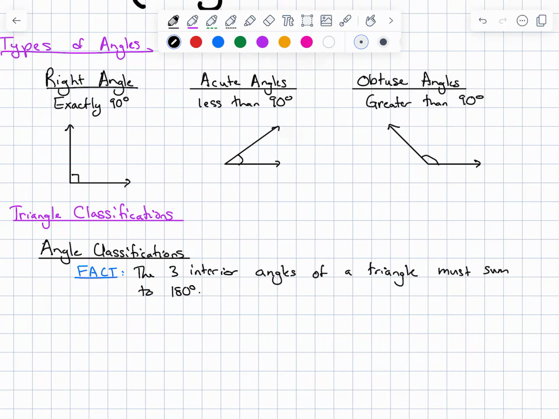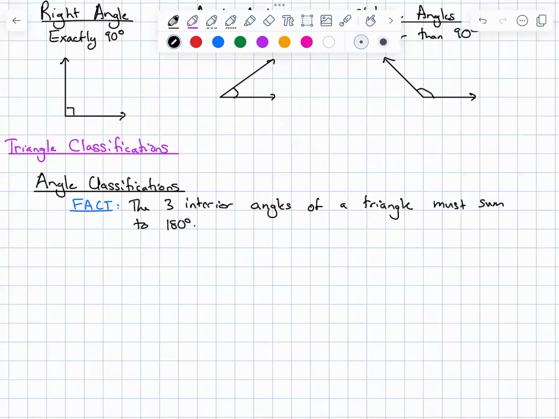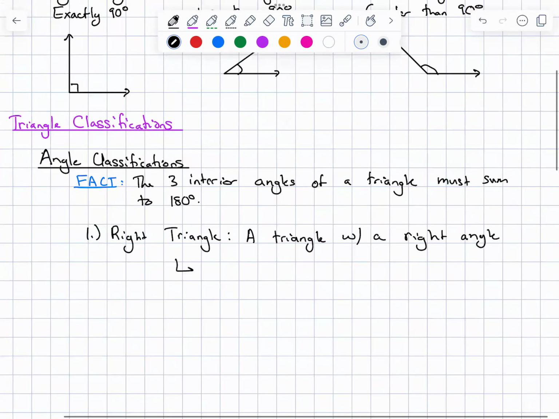If it adds up to more than that, it is not a triangle. And so we have number one, which is a right triangle, which is a triangle with a right angle. Visually, that looks like just something like this. Granted, there are many different ways you could draw it, but it only has one right angle.